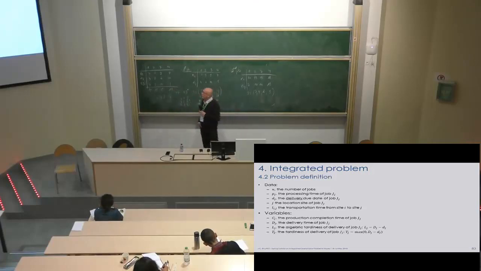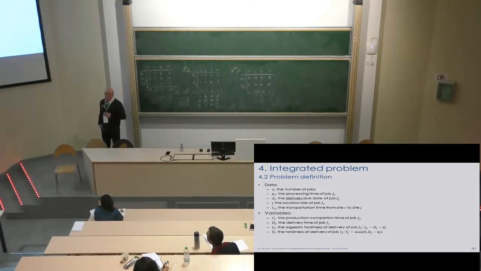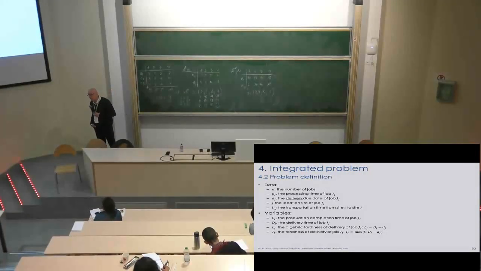The variables are the completion time, I call it the production completion time, and dj is the delivery time of job j. So 2 completion times, in fact, production completion time and delivery completion time. And then we define the tardiness from the delivery time and not from the completion time.